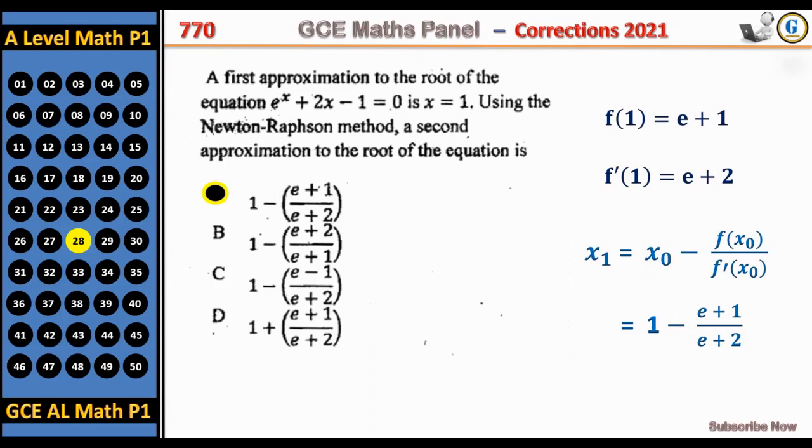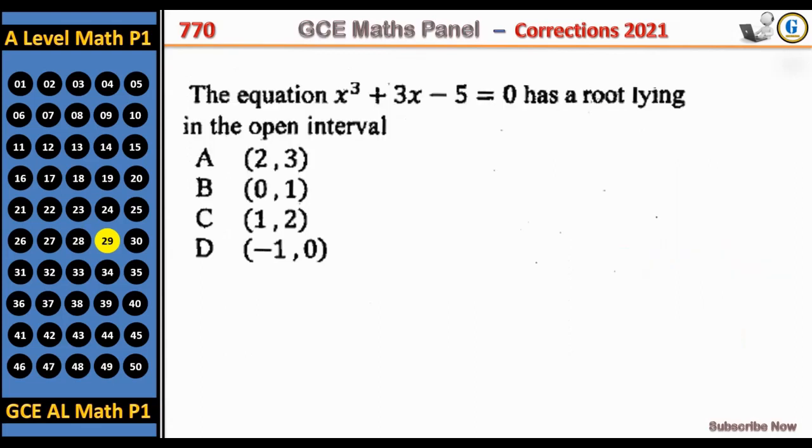Question 29. The equation x cubed plus 3x minus 5 equals 0 has a root lying in the open interval. First of all, note that open intervals are written like this, or you can use brackets in which the brackets are not facing each other.